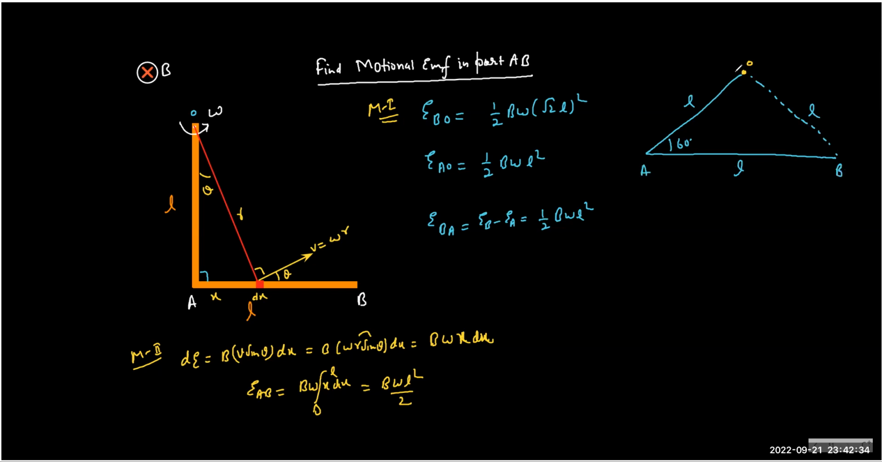Yes, sir. So if it is rotating with omega about this center in a transverse field, then both ends A and B are having the same distance from the center of rotation. So A and B must have the same potential without solving. And therefore we can say the EAB equals 0 directly. I hope this is clear. Yes, sir. Okay.